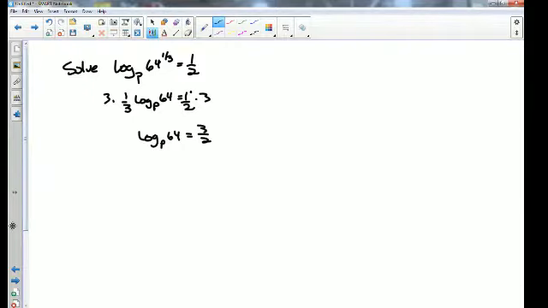How would you solve that? Exponential. Okay. What is the exponential? 64 equals P to the 3/2. You sure? You should be. Is that right?